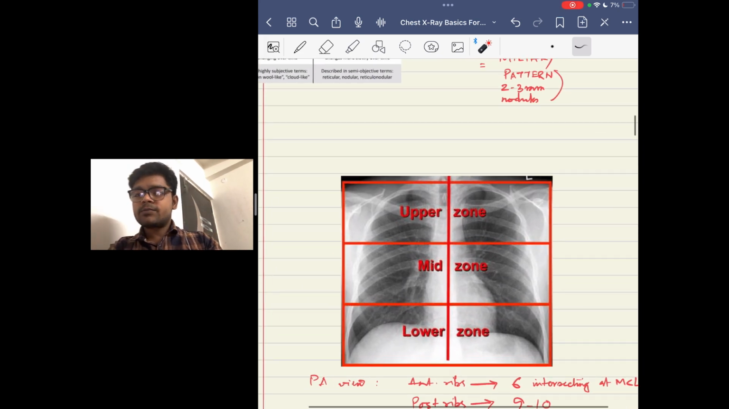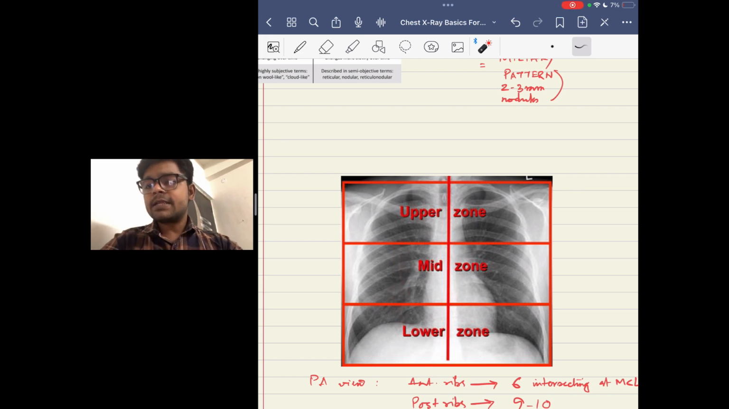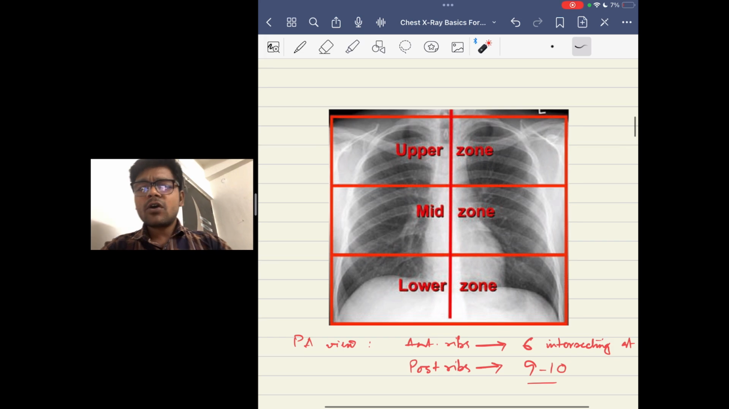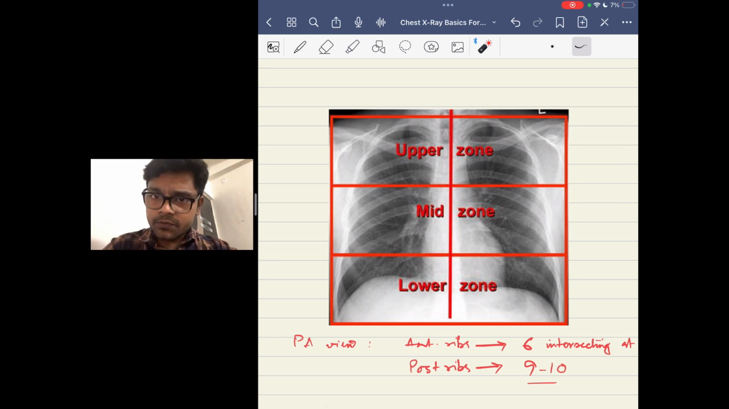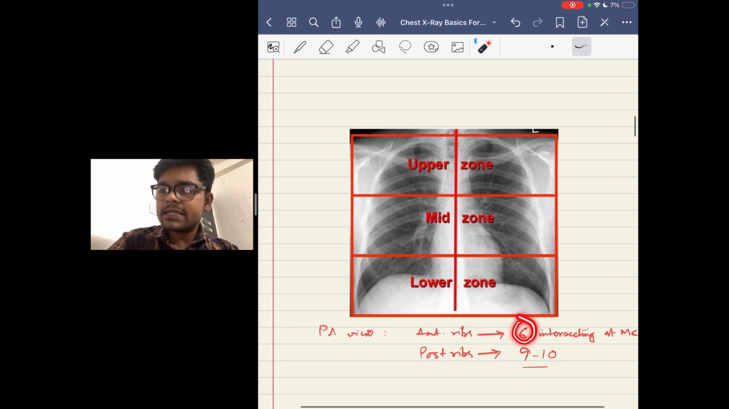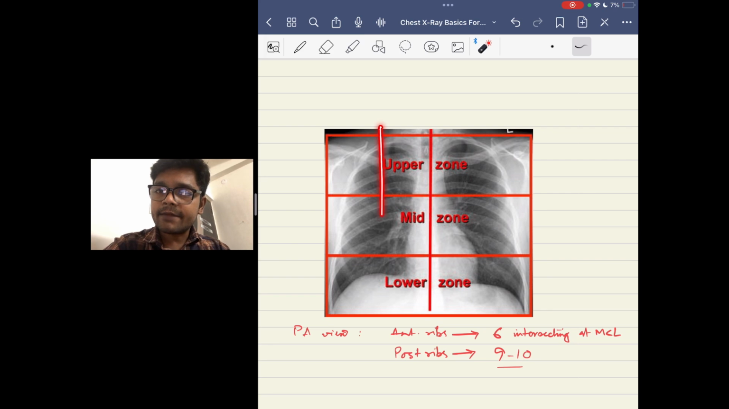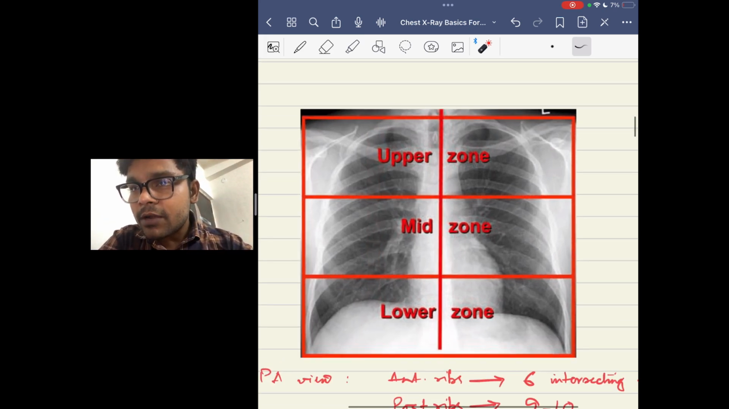And so up to maybe 2 to 3 ribs, 2 to 4, and 4 to 4 and beyond. I mean, this is 2 to 3 space, 3 to 6 and beyond. So this is the upper, middle and the lower zone. And in a normal healthy individual, in a PA view, you can see 6 intersecting anterior portion of the ribs at the mid clavicular line. So we will count the ribs also. Let us see how to count.